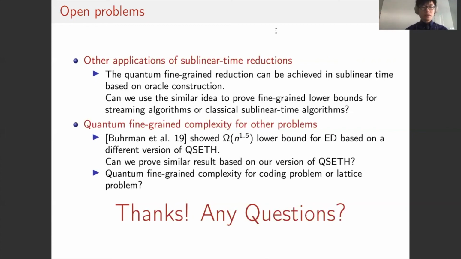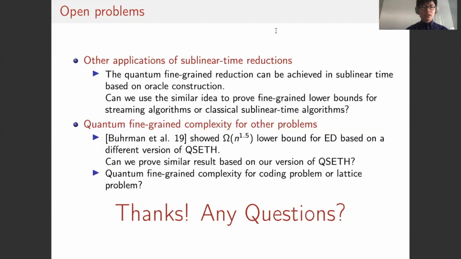Here are some open problems. The first is, can we find other applications of our sublinear time reductions? Notice that our quantum fine-grained reduction can be achieved in sublinear time based on oracle constructions. Can we use a similar idea to prove other fine-grained lower bounds for, like, classical streaming algorithms or classical sublinear algorithms like sketching?